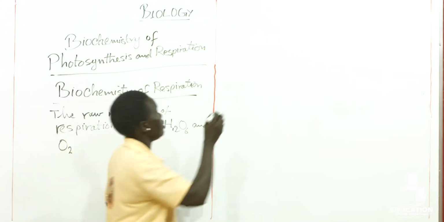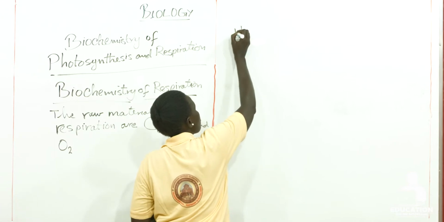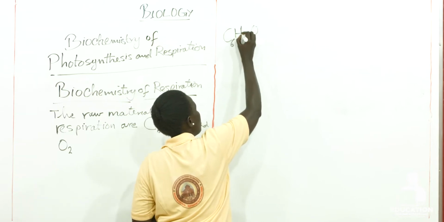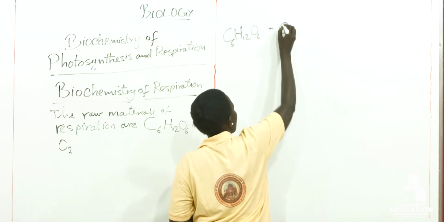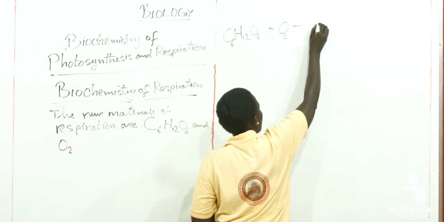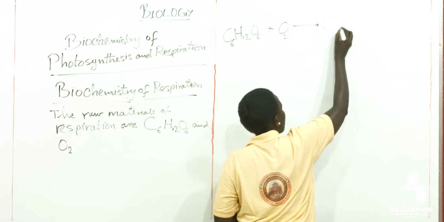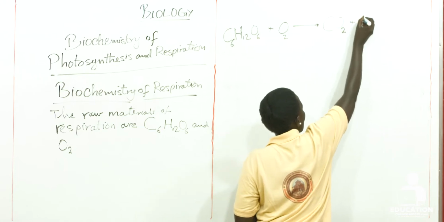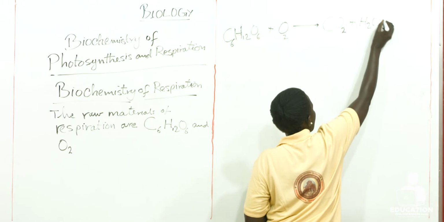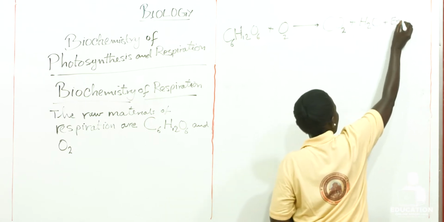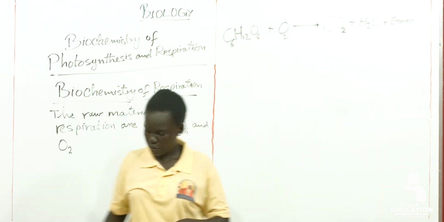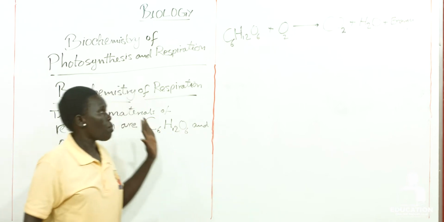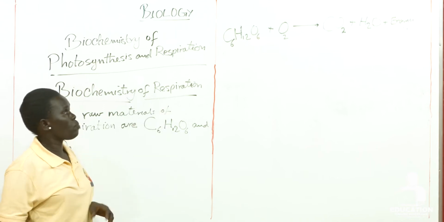So this can be presented by this chemical equation: glucose plus oxygen. The products are carbon dioxide plus water plus energy. This is the chemical equation showing the respiration process.